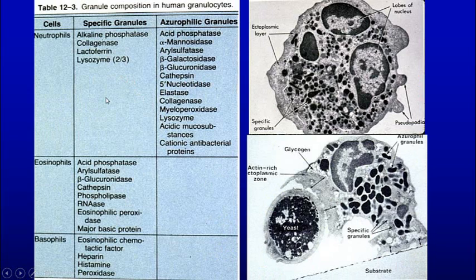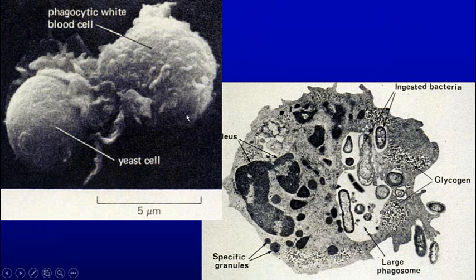And here we can see in the different cells, the neutrophil, eosinophil, and basophil, the different types of enzymes that are in there. In the neutrophil, you have both specific and azurophilic granules. This is more like the lysosome, and this is the one that kills the bacteria. In the eosinophil and basophil, their granules are the specific granules. They don't have another set of granules.